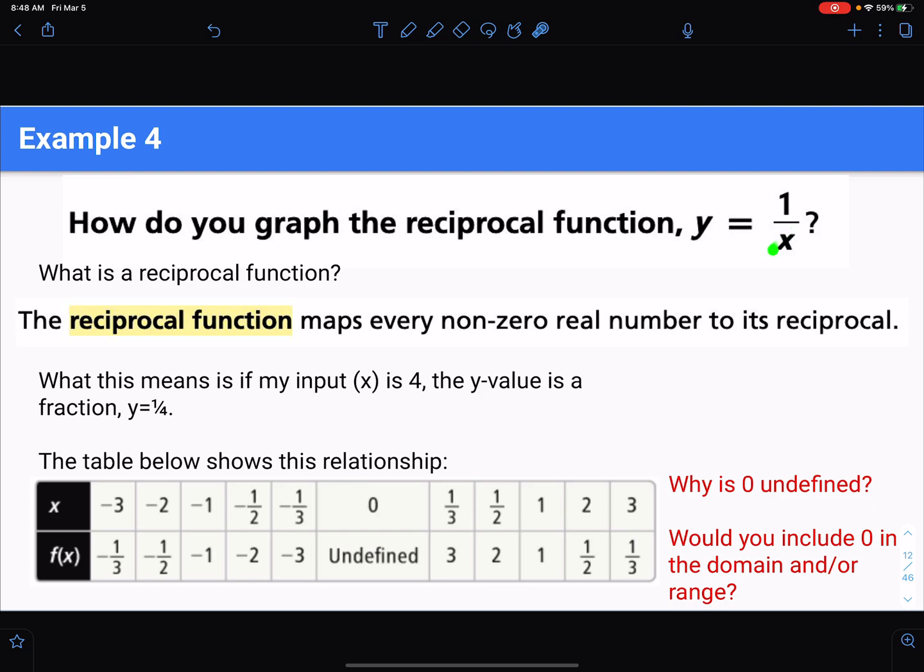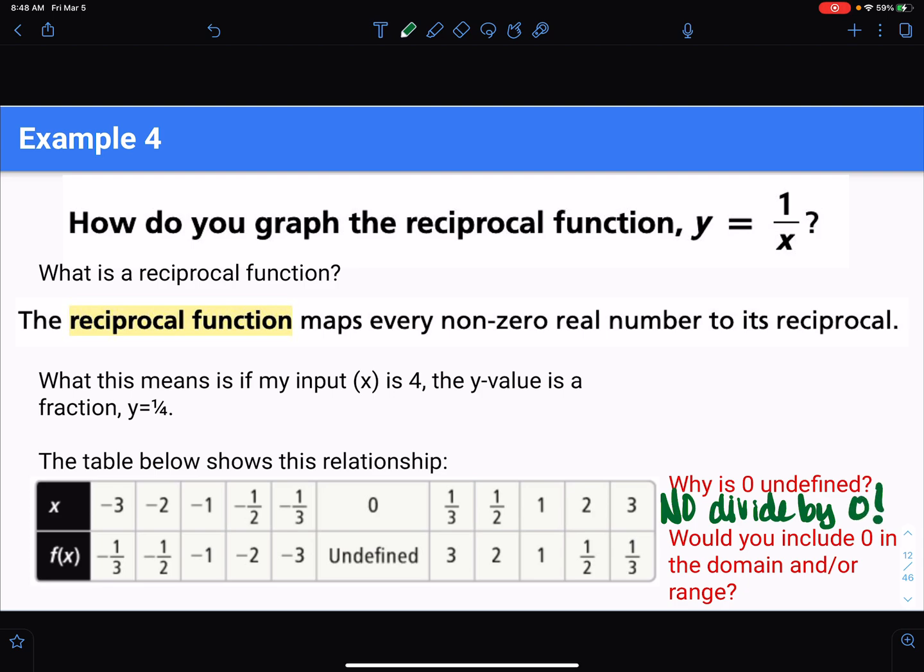Well, if I put 0 in for x, I get 1 divided by 0, which is not allowed. So I'm going to make a little note of no divide by 0. So you can never divide by 0.